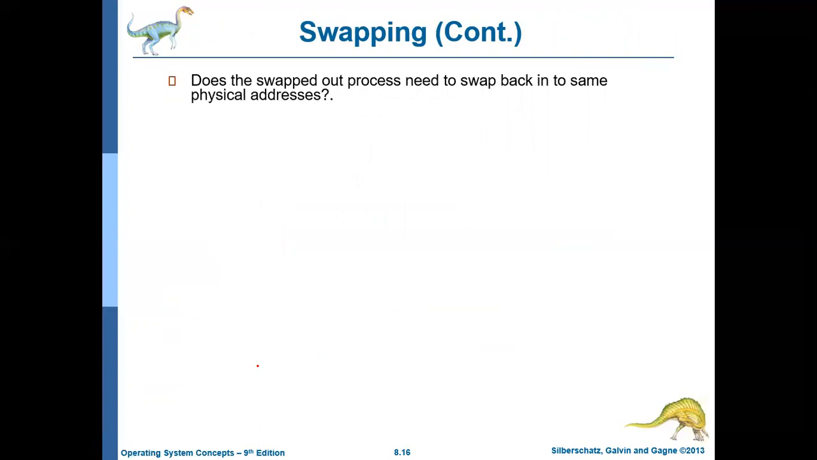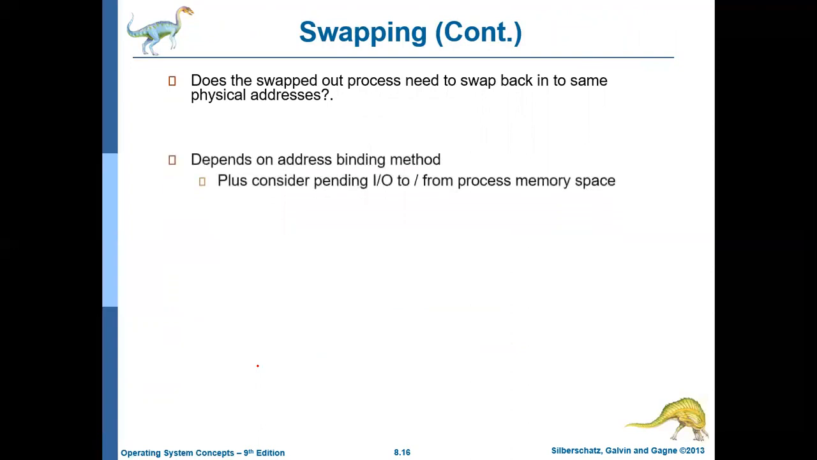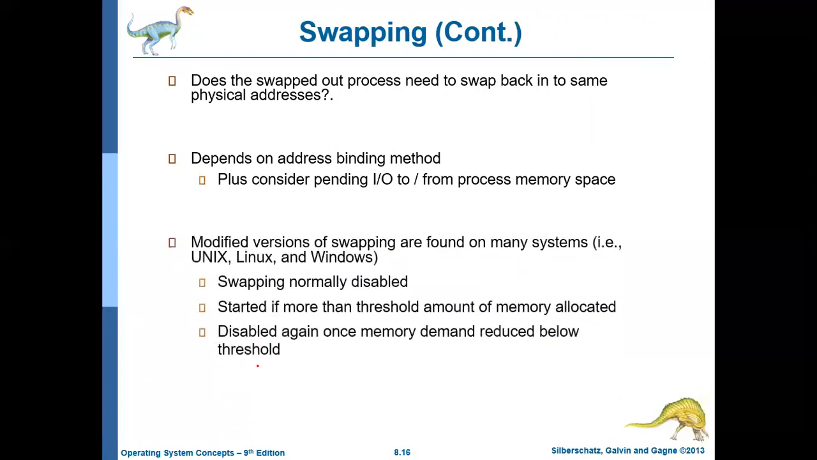So if a process is swapped out, should it be swapped back in to the same physical address? That depends on the address binding scheme you use, and on whether I/O was previously done or not. Okay, it depends on several factors, such as whether the process has invoked any I/O operation before swapping.